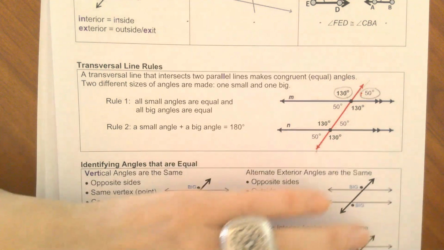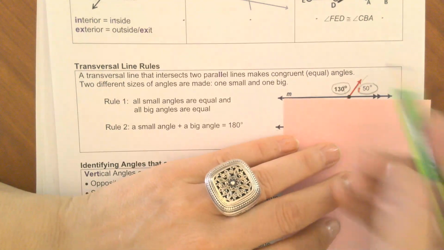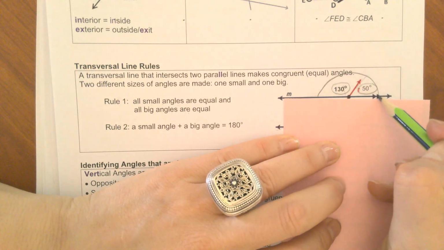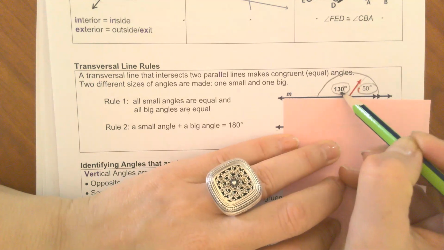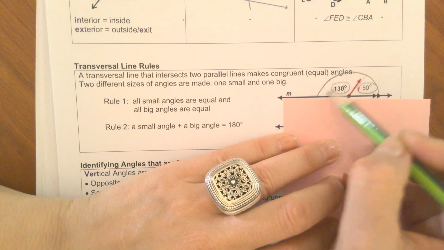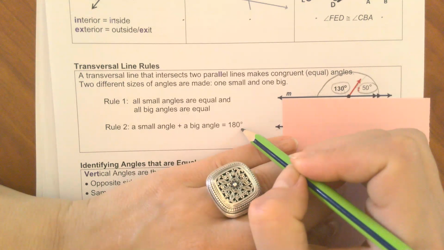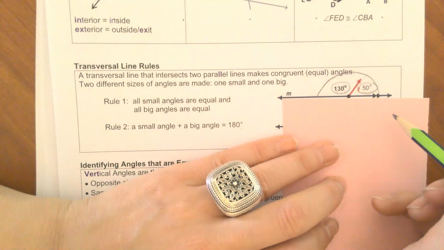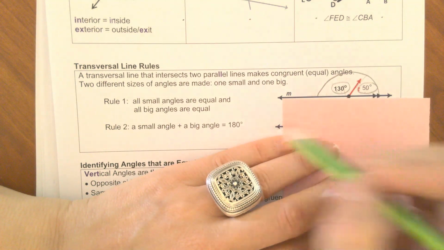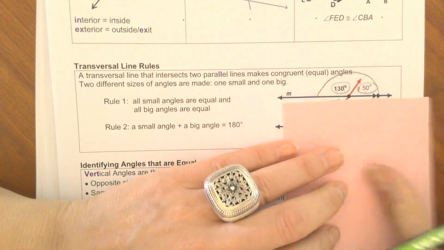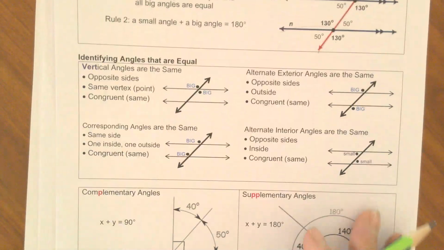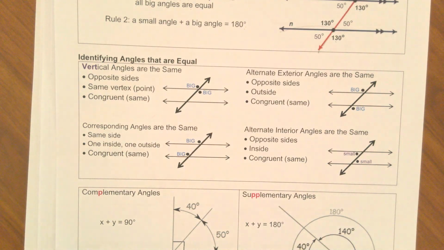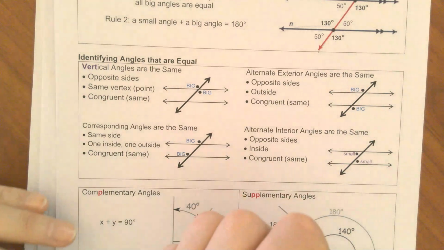And if I go like this, and I take a small angle plus a big angle, how much is that? That's half a circle. That's 180 degrees. So the other rule is if I take a small and a big and I add them together, it makes half a circle, 180 degrees. Okay? So we have names of angles that are equal.